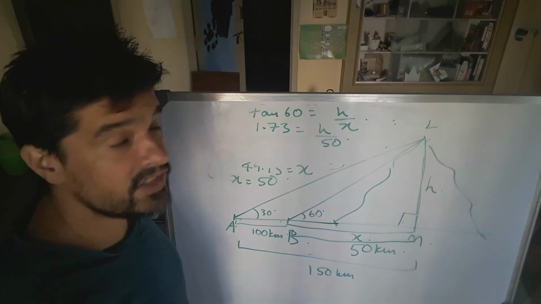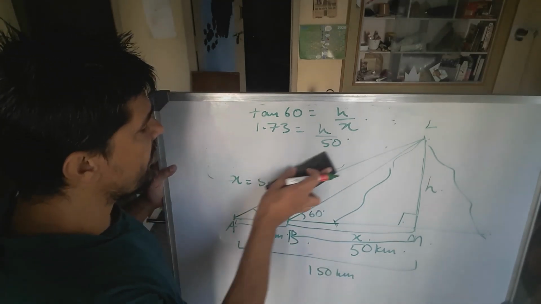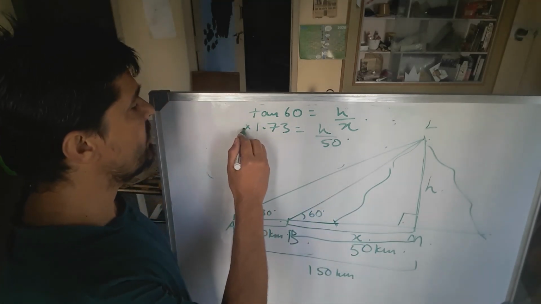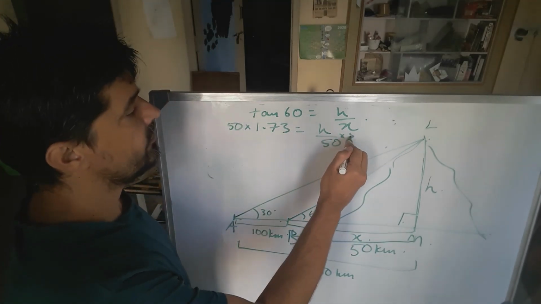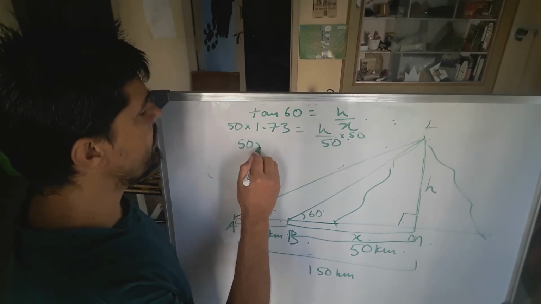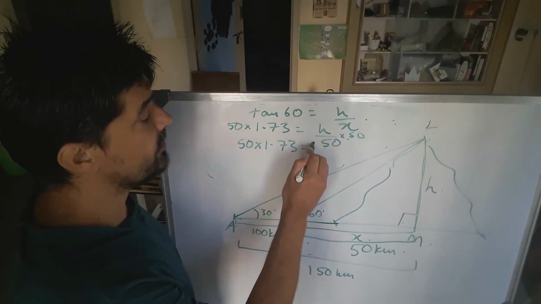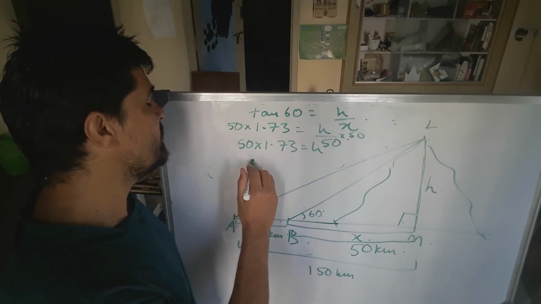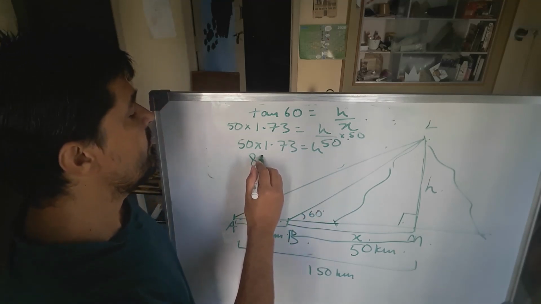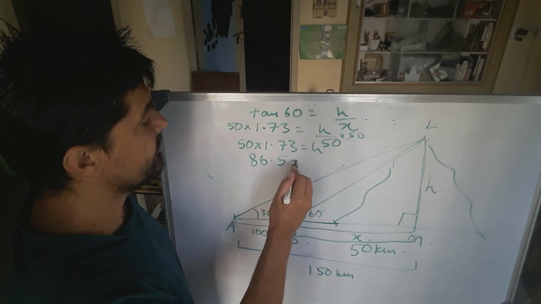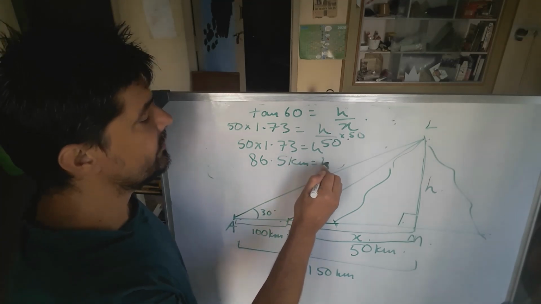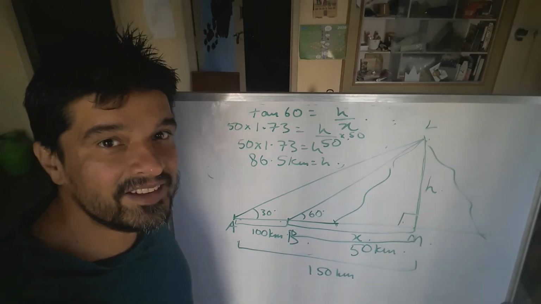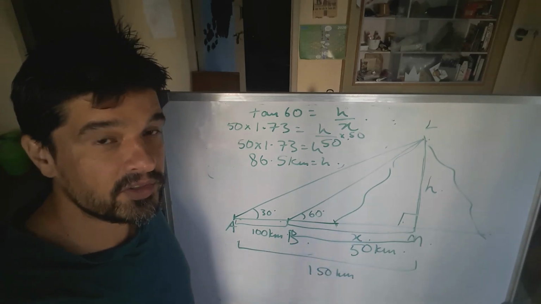And therefore, students, as a last step, we just multiply both sides by 50. You get 50 into 1.73 is equal to h, and voila, you have the height of the mountain, which in this case would come around 86.5 kilometer. Of course, that's not the real height of Mount Everest. This is just an exaggeration, just to get the point across.